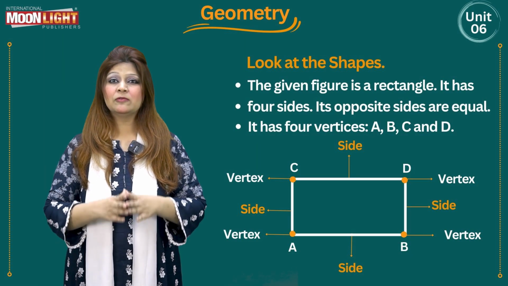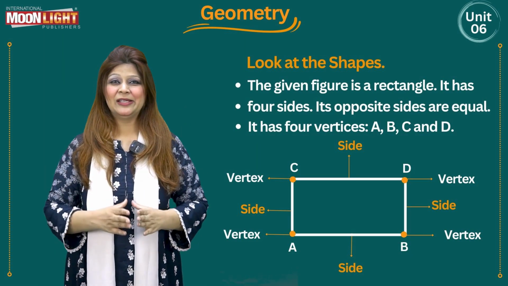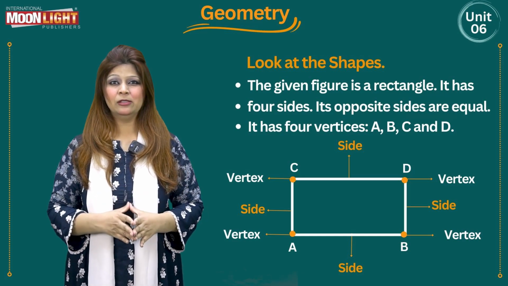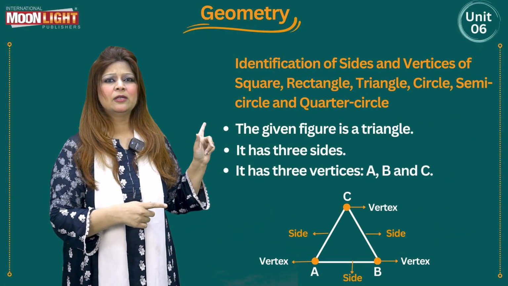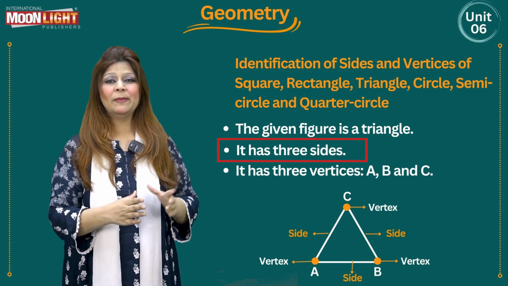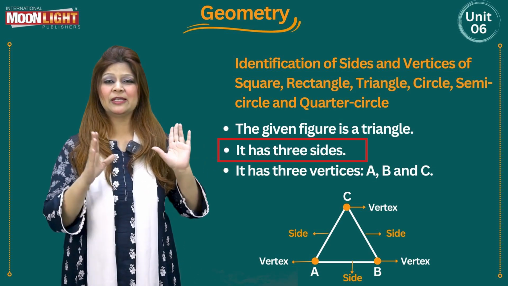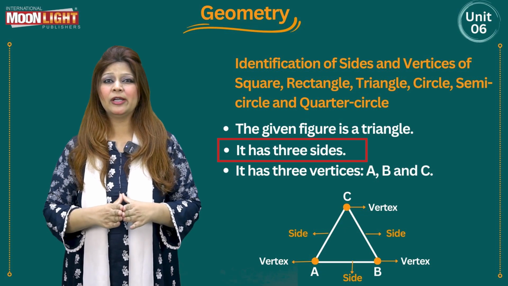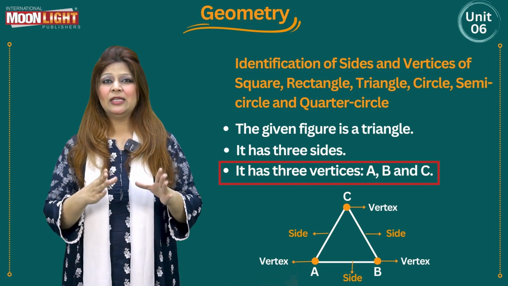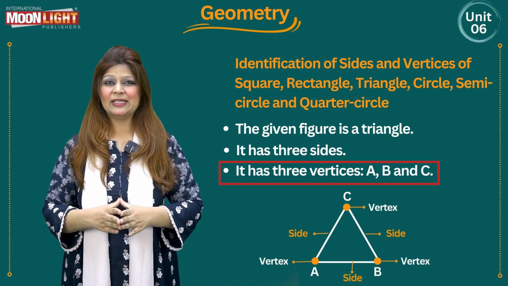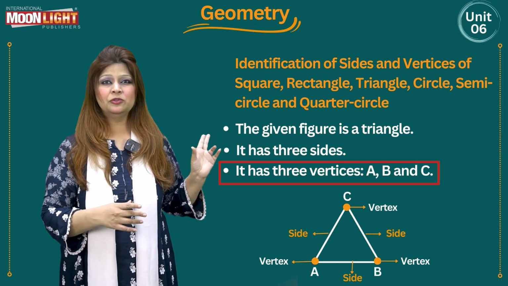Now you need to focus on one thing, that is the triangle. Now we are going to study about the triangle. So this shape is a triangle. It has how many sides? It has 1, 2, 3 sides. Yes. And it has how many corners or vertices? This has 1, 2, 3 vertices.